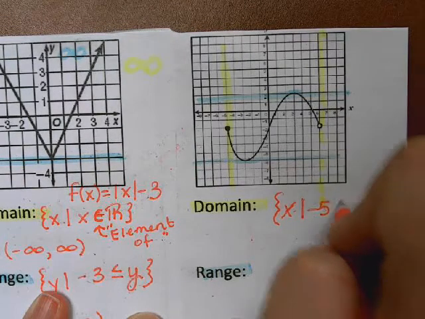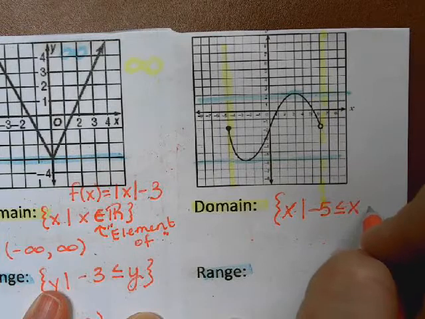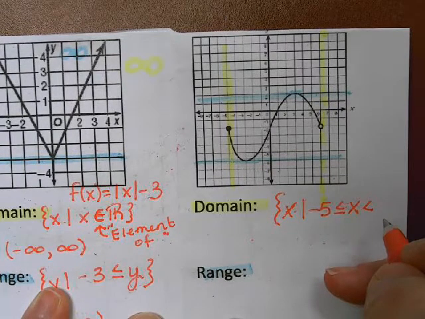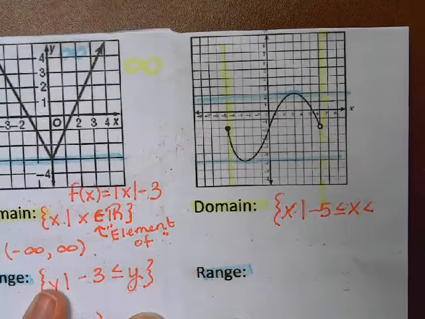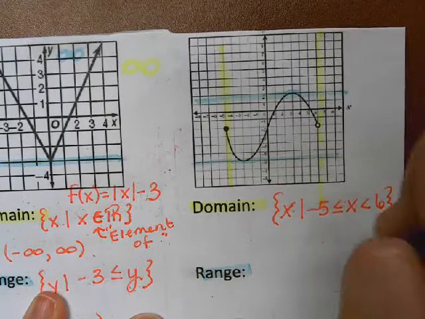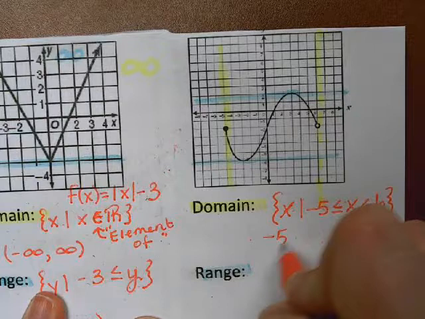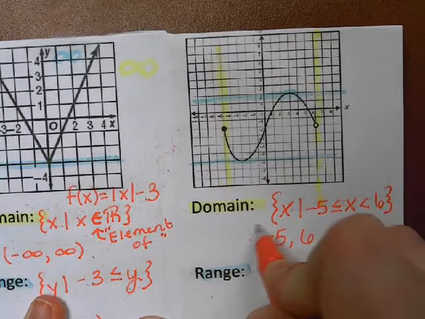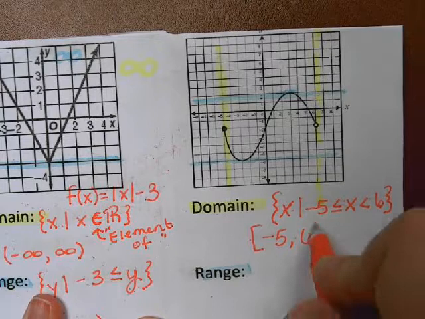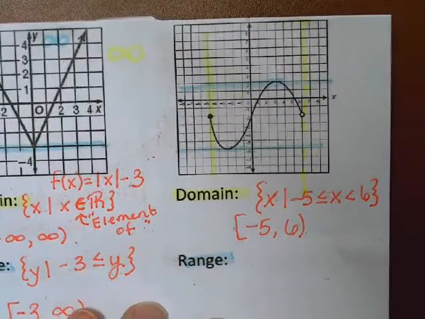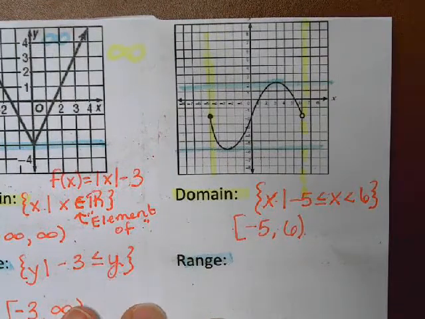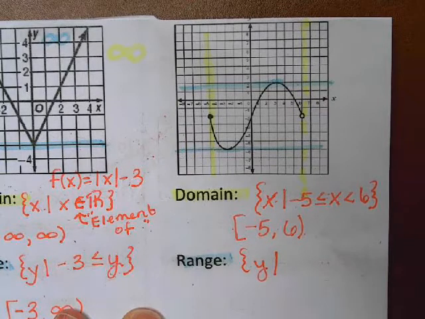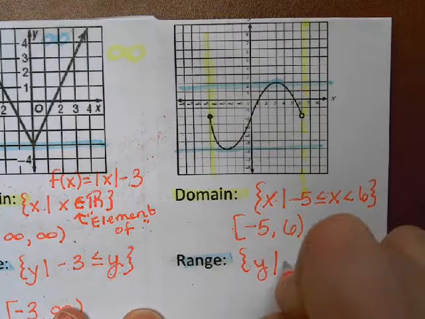So what's the domain? It'll be negative 5 is less than or equal to x, which is less than 6. Okay. Negative 5, 6. What do I use on the side of negative 5? A bracket. And on the side of the 6? Parentheses.